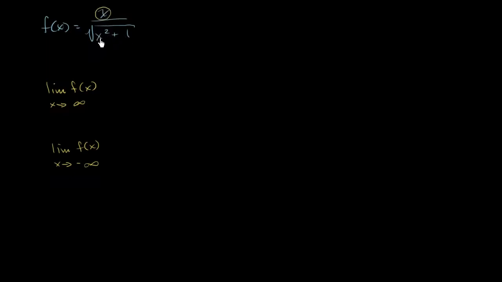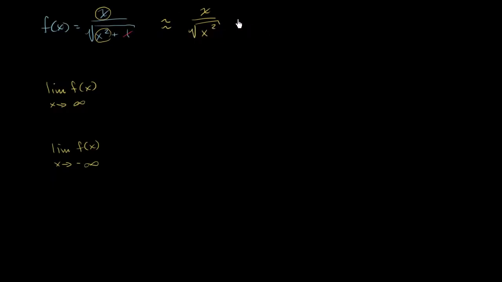And as x gets larger and larger, either in the positive or the negative direction, this x squared term is going to really dominate this 1. You can imagine when x is 1,000,000, you're going to have 1,000,000 squared plus 1. The value of the denominator is going to be dictated by this x squared term. So this is going to be approximately equal to x over the square root of x squared. This 1 isn't going to matter so much when we get very, very large x's.